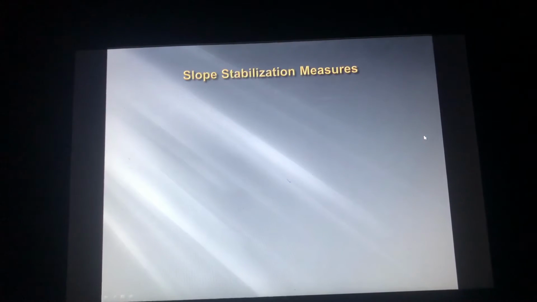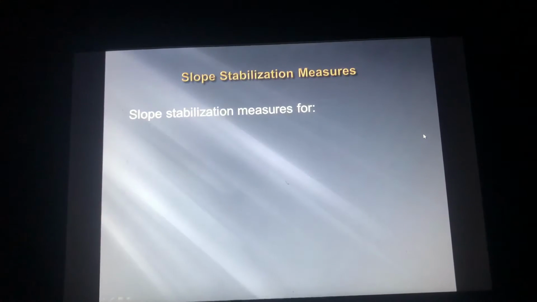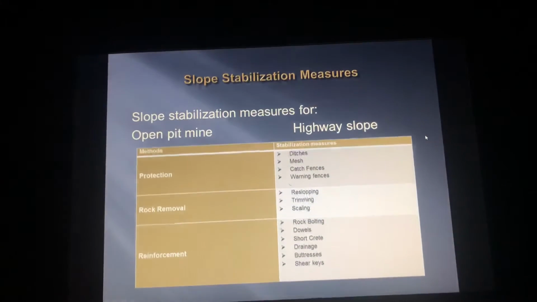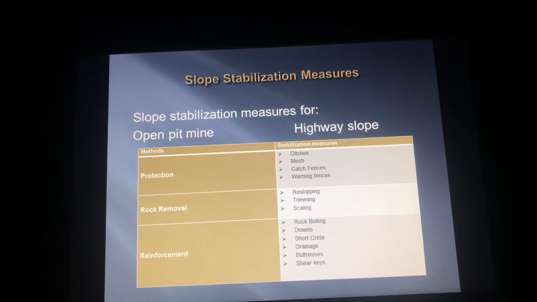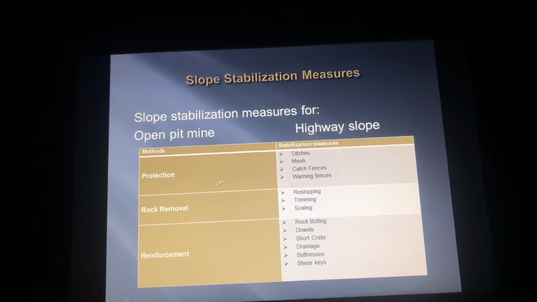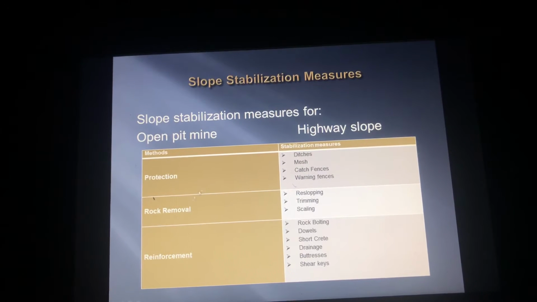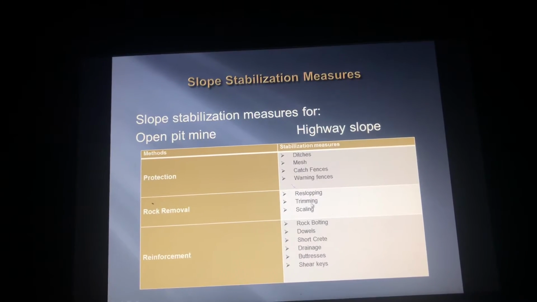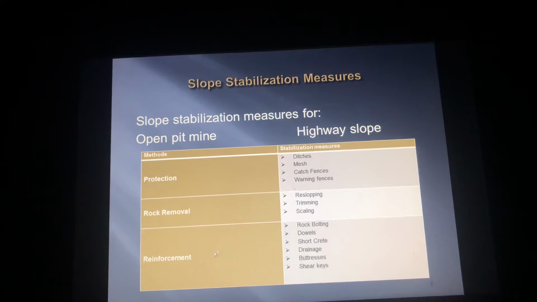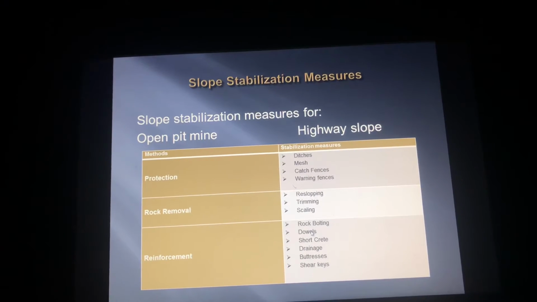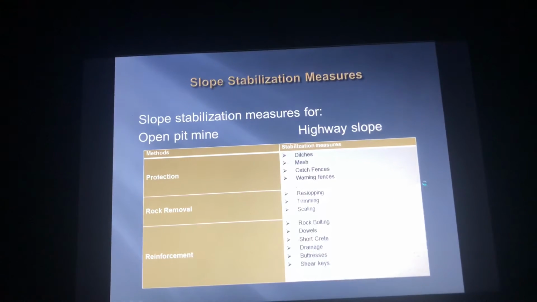Now move forward to slope stabilization measures. In slope stabilization measures, we suggest some measures for highway slopes and open pit mining. First of all, protection. In protection, we use ditches, mesh, and cage fences. Next, rock removal: resloping, trimming, and scaling. These are the three approaches. And if the failure doesn't stop, then we reinforce it by using rock bolts, dowels, or shotcrete, etc.